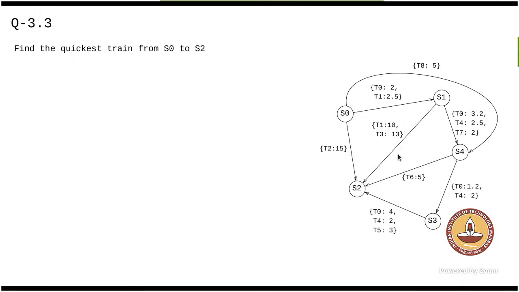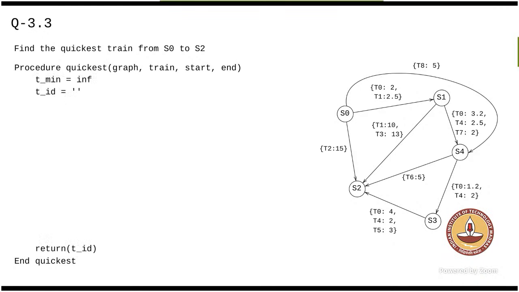Like we calculated the time in the previous code, we can store it in a dictionary, right? So T0 is taking 2 hours and much more. Then we will also store T2 is taking 15 hours. Then we will compare which is the quickest train. That's the basic idea. So instead of using a dictionary, I'm just doing it implicitly.